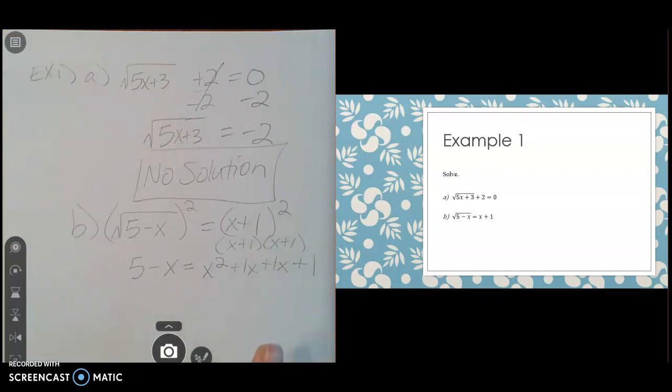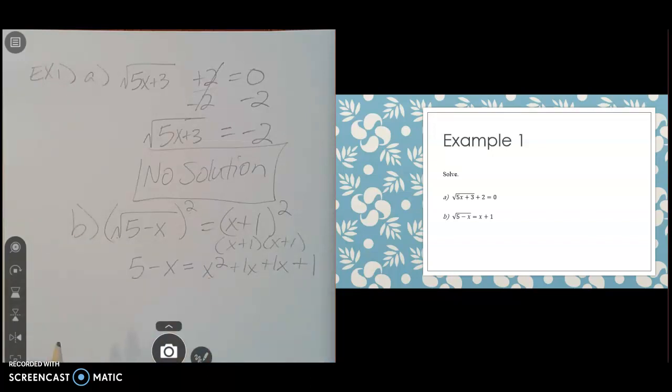At this point, just looking at it, I can tell that I have a quadratic equation that I need to solve. I know that because we have an x squared, so the highest power is 2. It's a quadratic. So how do I solve a quadratic equation?